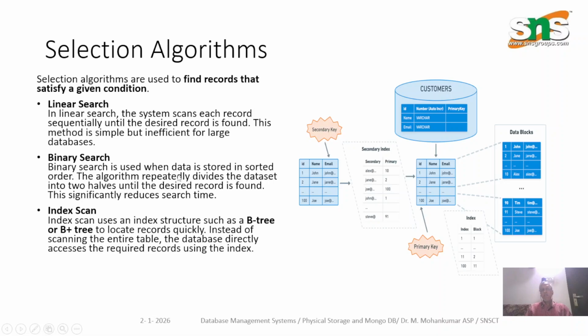Binary search is used when data is stored in a sorted order. The algorithm repeatedly divides the data set into two halves until the desired record is found. This significantly reduces the search time. If we have 50 records, it will be split into 25 records and 25 records.